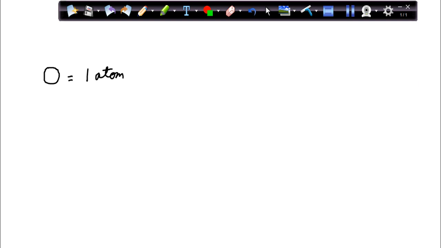And uppercase and lowercase is important, because sometimes you'll find symbols that are a capital C and a lowercase letter together, and this particular one is chlorine. And what that tells me is that chlorine has how many atoms? 2 bonded atoms.